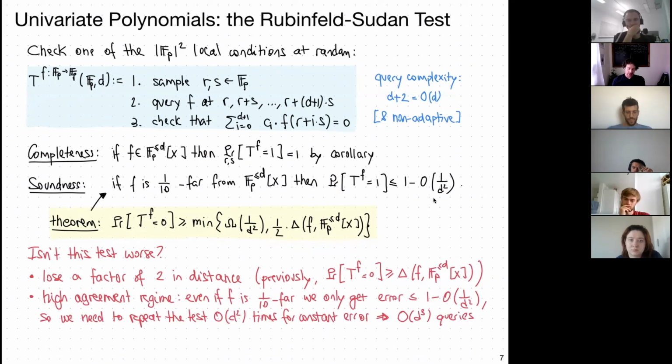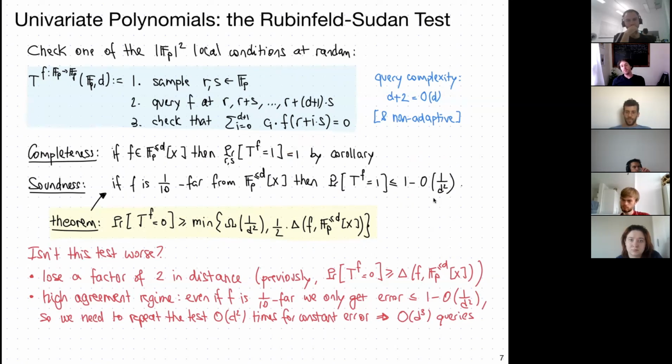And what do I mean by that? We have this term, which is actually quite a bit of a problem, right? Because it means that we can actually accept something which is far from being a low-degree polynomial with pretty high probability. Maybe we'll accept it with probability 90% instead of 1.